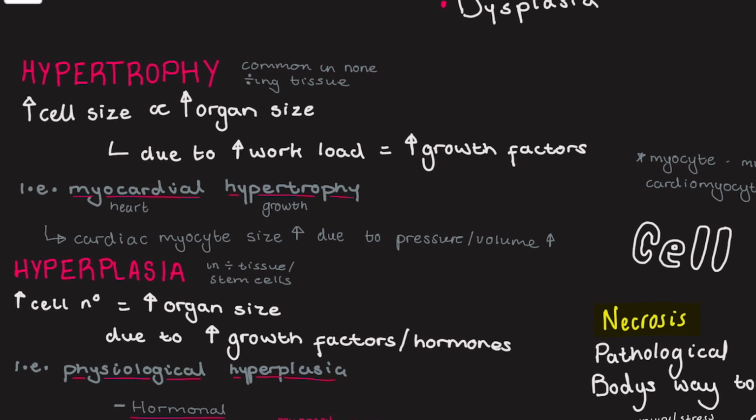And as mentioned, it mainly occurs in tissue that's unable to divide, so the main example being myocardial hypertrophy. This is an increased growth of heart cells, the cardiomyocytes, often due to pressure or volume overload.